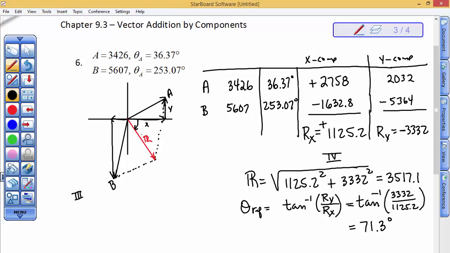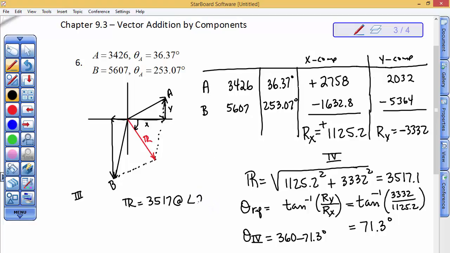The length of this vector turned out to be 3,500. That makes sense because this was 5,600. So the length here, the magnitude of r is 3,517 at an angle of, I'm sorry, I forgot to finish this. So in the fourth quadrant, I would take 360 minus the 71.3 degrees. So I believe that's 389.7. I'm sorry, 289.7.